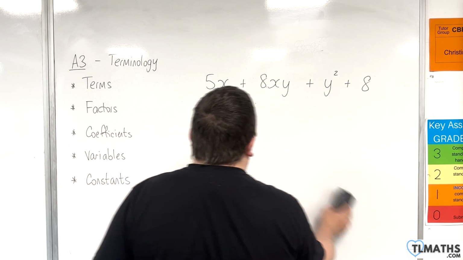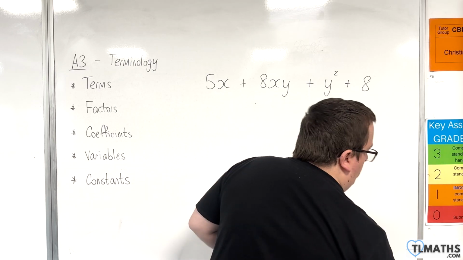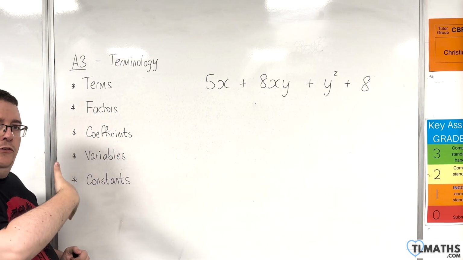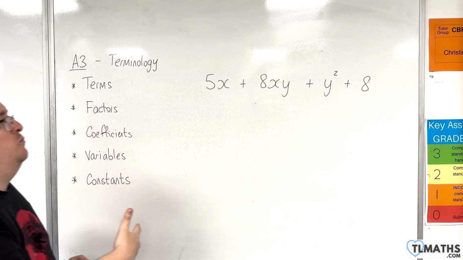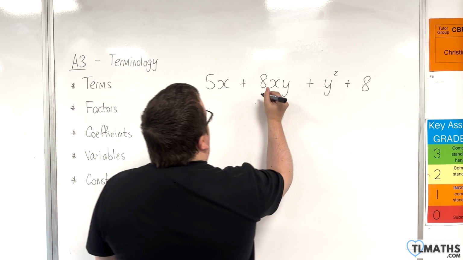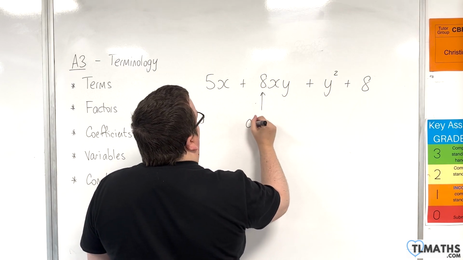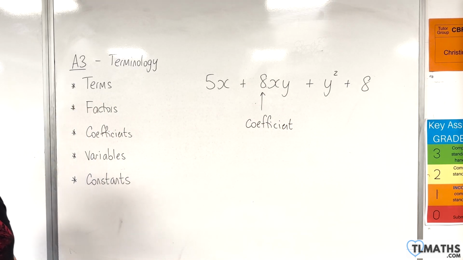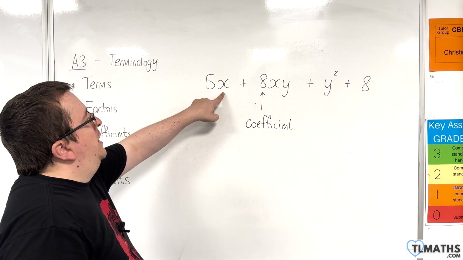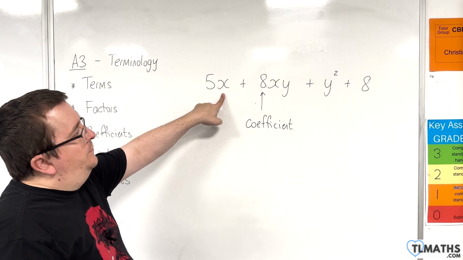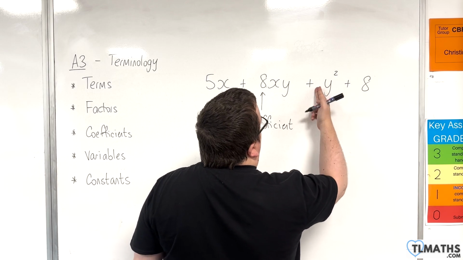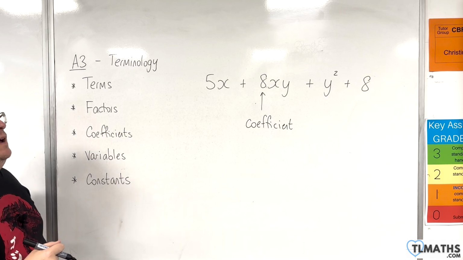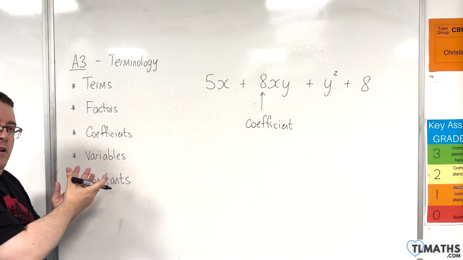Now, coefficients. Coefficient is the word that is given to the number on the left-hand side that is multiplying the bit of algebra. So the 8 here is the coefficient of xy. 5 is the coefficient of x. The coefficient of y squared here would just be 1. You can't see it, we don't bother writing it down. But it's the number that's in the front of the algebra, essentially.